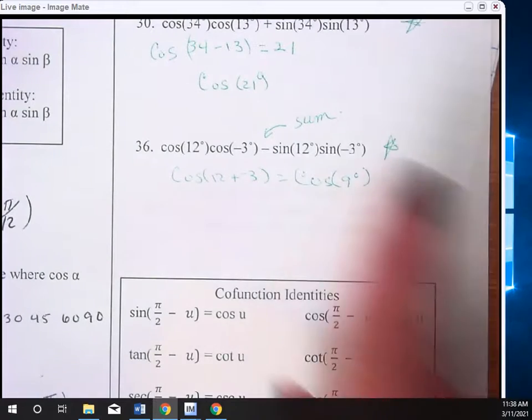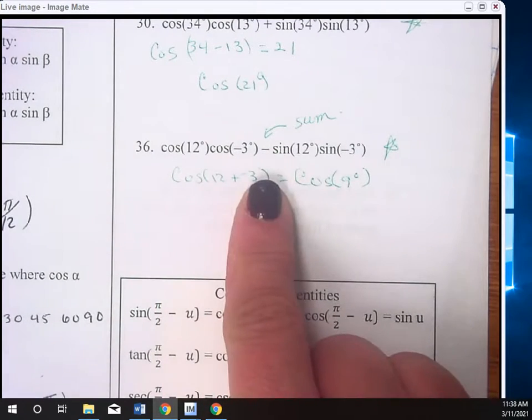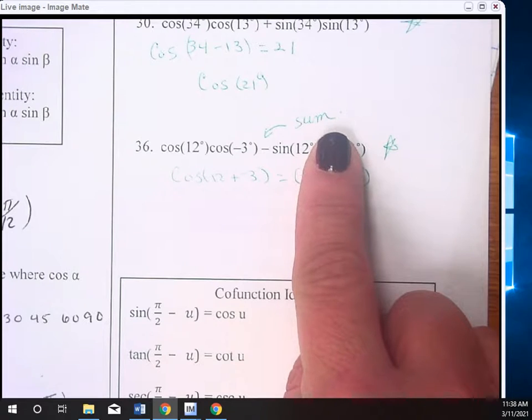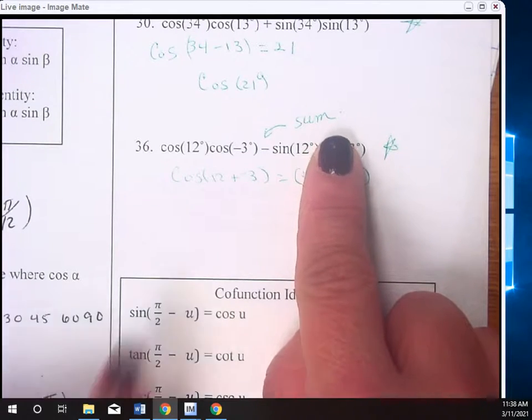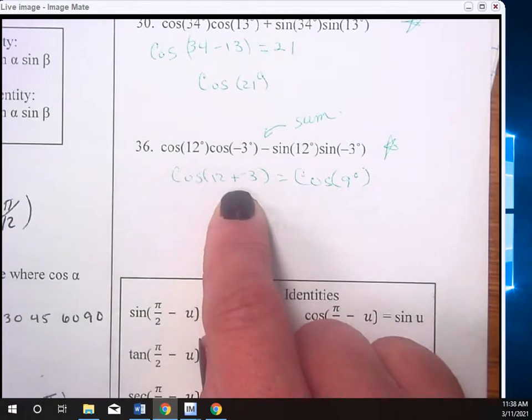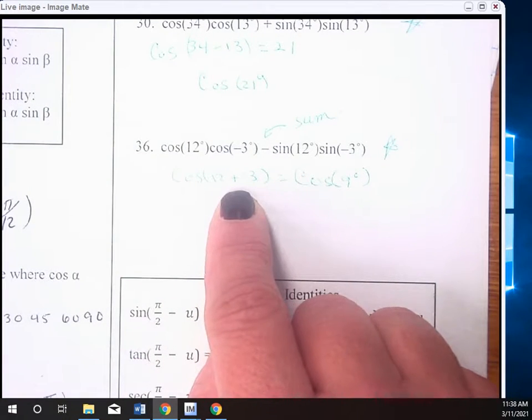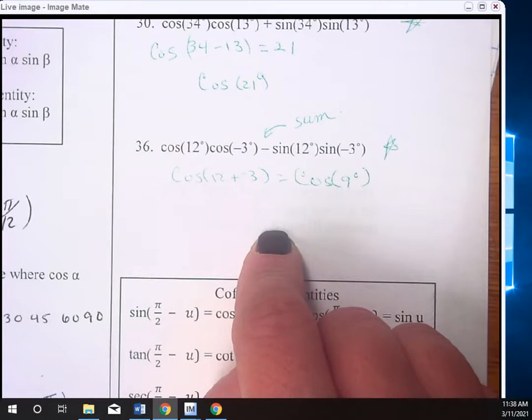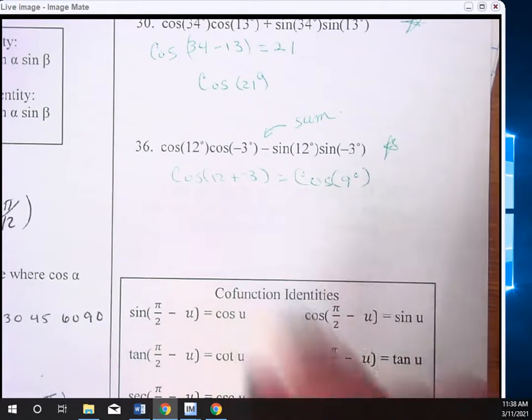The next one, you have cosine cosine minus sine sine. That becomes your cosine sum identity. So you're going to add the numbers, but that one number is a -3. So instead of 12 plus 3, it's 12 plus a -3, which is 9. So it's the cosine of 9 degrees. You okay with those? Yeah.